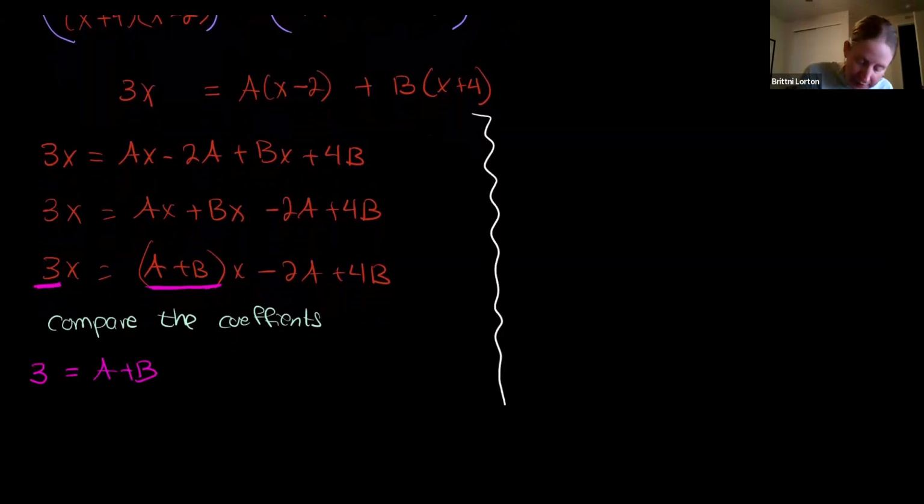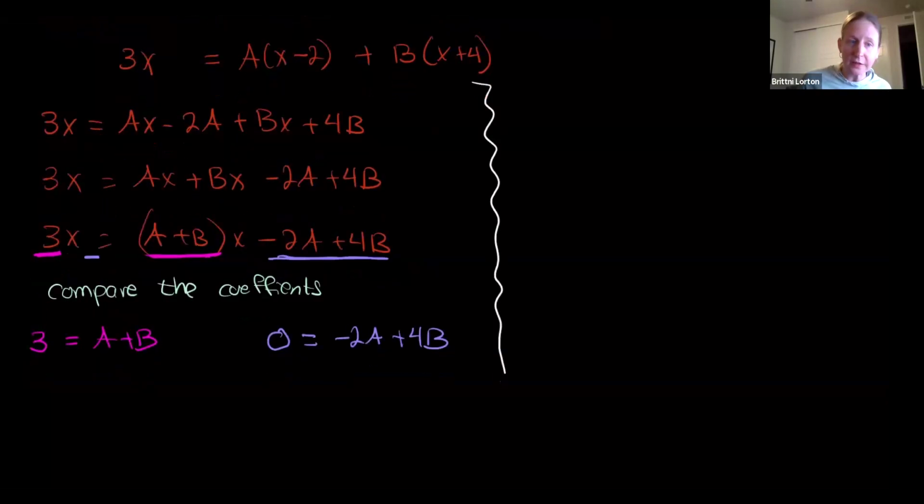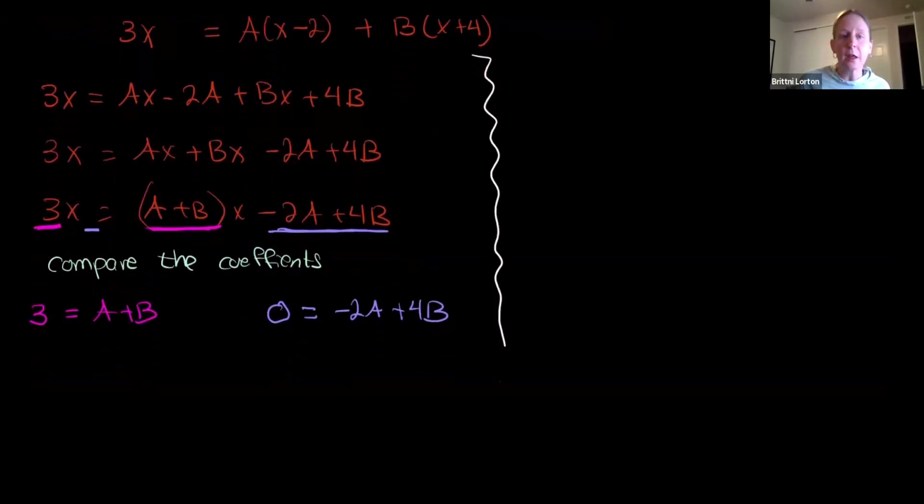And then the other thing is the other coefficient that I have is the thing that's in front of no x at all, or what we call the constant. On the right-hand side, there is no constant, so the constant is 0. On the left-hand side, my constant is negative 2a plus 4b. And now you have a system of equations. This is now a system of equations where you solve for one variable and then plug it into the other, just like you solved any system of equations before.